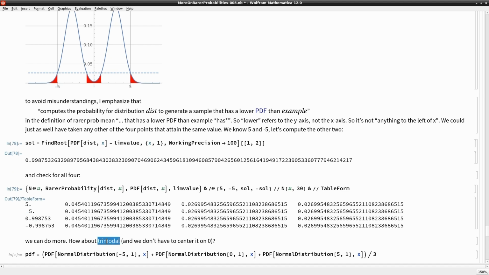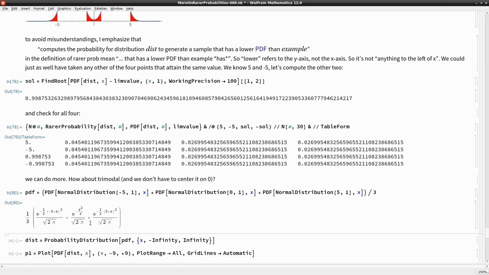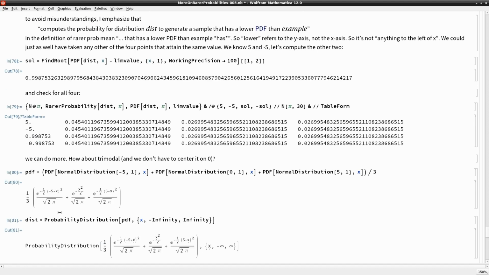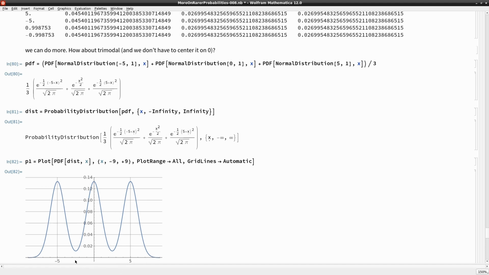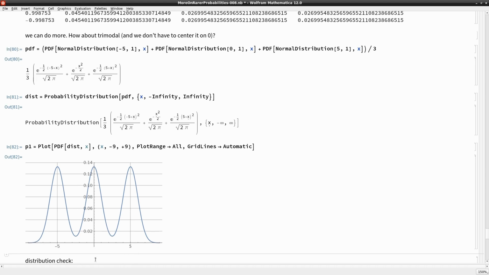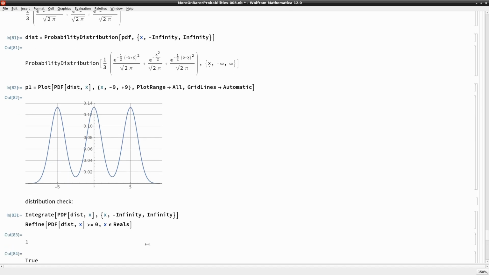How about try model? And we don't need to have the center of it at 0. I do, right? I still keep it at 0, and now I have to go equal steps in both directions. So I have a -5 here, and I have a +5 here, and now I have to divide the sum by 3. How about try model? I have to define the distribution again because I'm gonna need it in a moment. Let's plot it, and we see that we now have 3 tops and we have 2 local minima here somewhat in the middle. Okay, so let's check if it's a distribution.